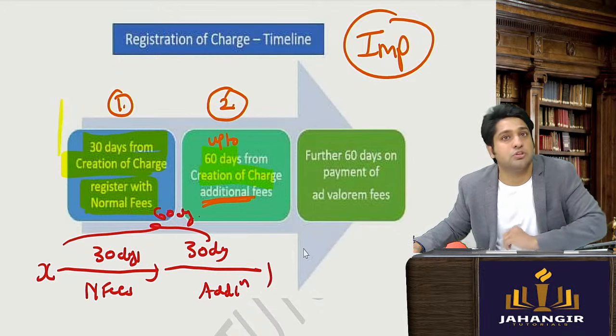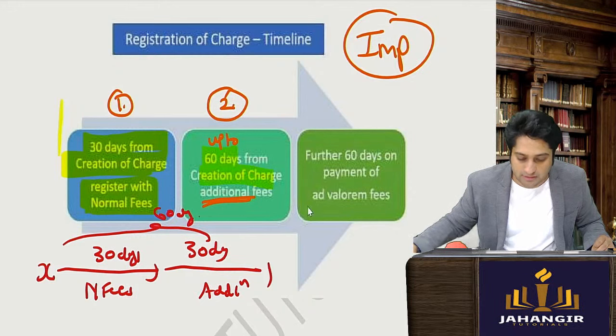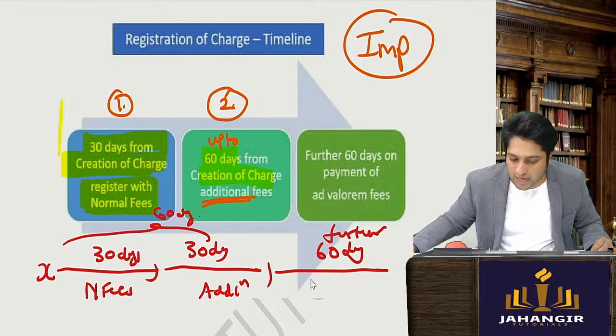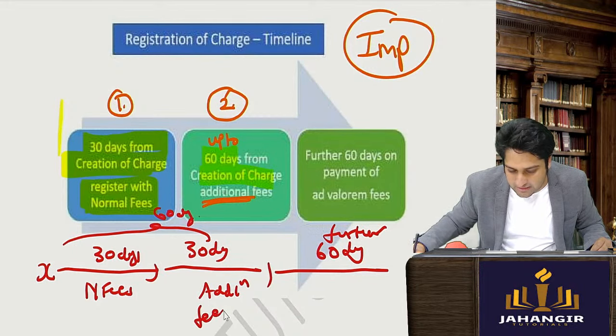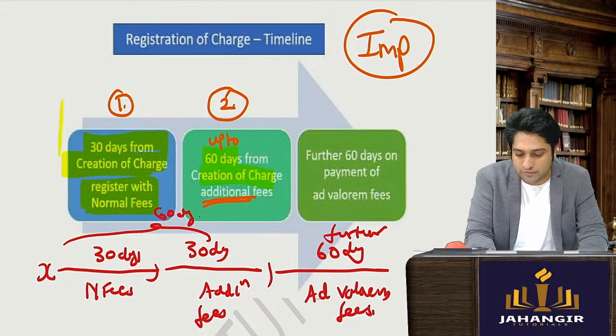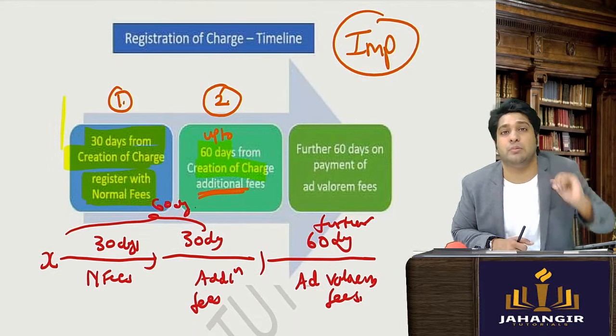If within 60 days from creation you still couldn't inform, then a further period of 60 days is given. Here the fees will be taken on value, ad valorem fees. Now what is ad valorem fees? On the value of the loan. Imagine how high that will be.